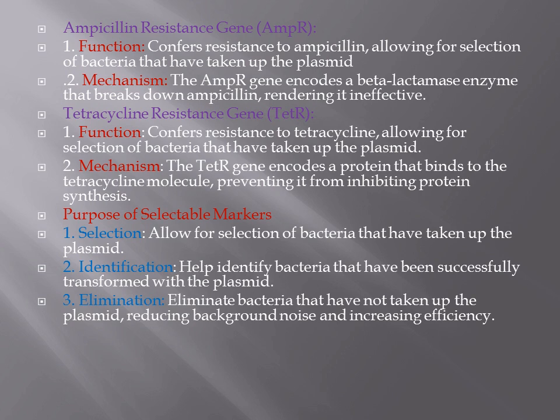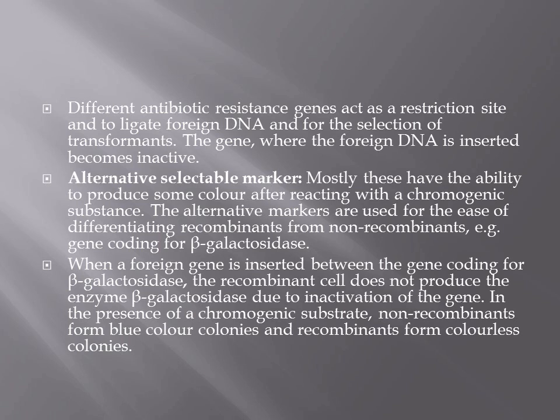The purpose of a selectable marker is to allow the selection of bacteria that have taken up a plasmid, successfully identifying the bacteria that are transformed with the plasmid, and eliminating bacteria that have not taken up the plasmid. So the process of selection, identification and elimination is done by these markers. Different antibiotic resistant genes act as restriction sites to ligate foreign DNA and for selection of transformants. The gene where the foreign DNA is inserted becomes inactive.